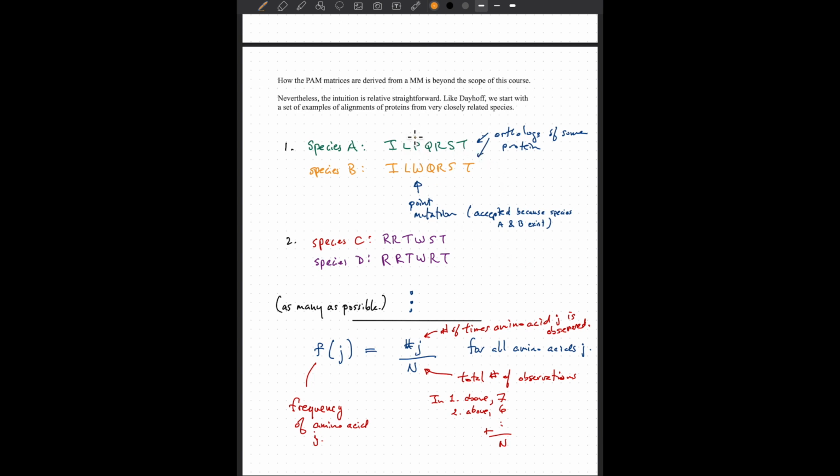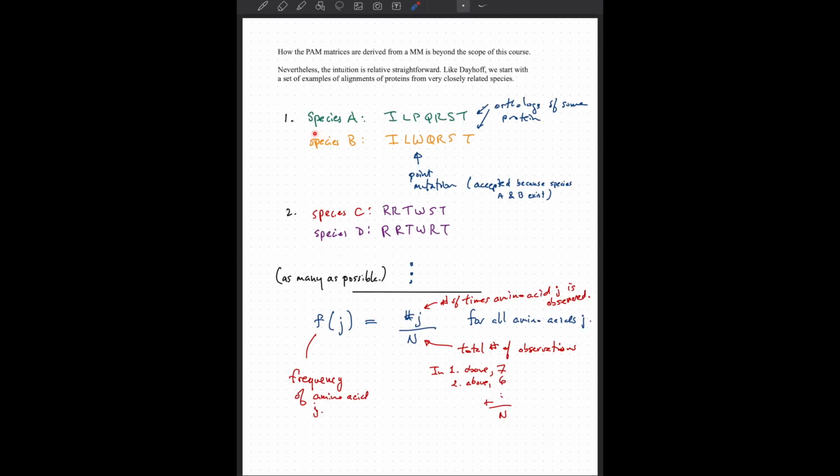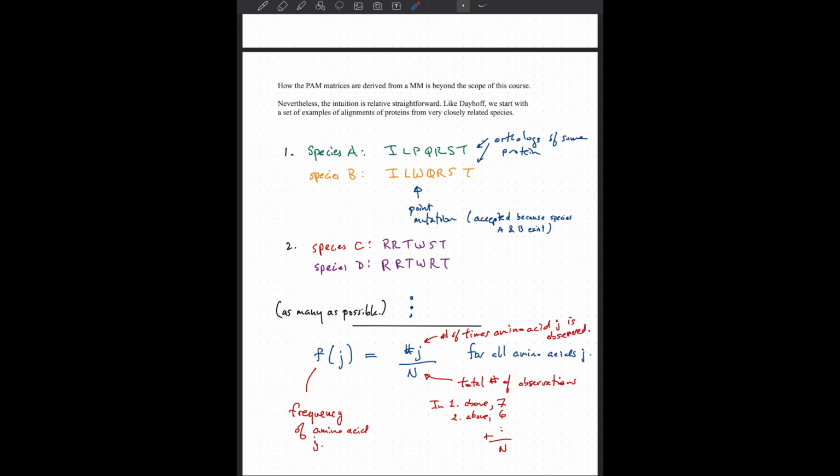And here we actually observe a mutation, right? We see here a point mutation between these two sequences, and it's been accepted. We say it's been accepted because, if it weren't, we wouldn't see it in species B or species A, we're not sure which one. We don't know at the root whether it was a proline or tryptophan, but we do know that both species survived, so they can both survive with either a proline or a tryptophan in that position.